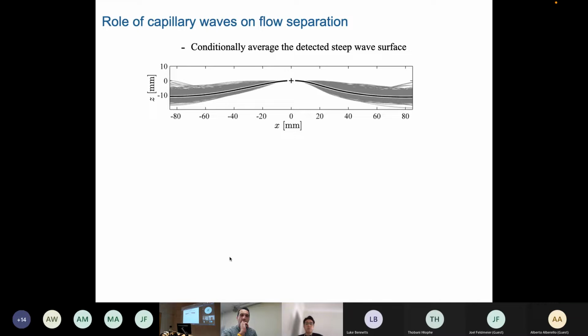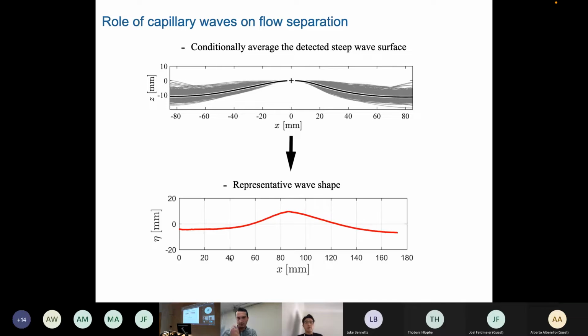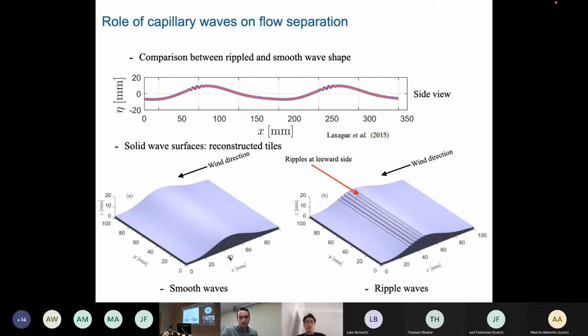So in order to obtain the representative wave shapes, we detected the wave shapes that had a flow separation near the wave crest, and we conditionally averaged those steep waves. Once you average all the steep wave profiles, the red line shows the converged, or representative, wave shape. Once you obtain this representative wave shape, we can then add those parasitic capillary waves that we observe in the real wind-generated wave case.